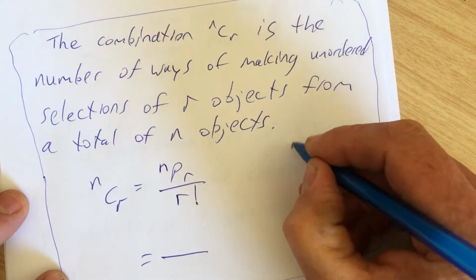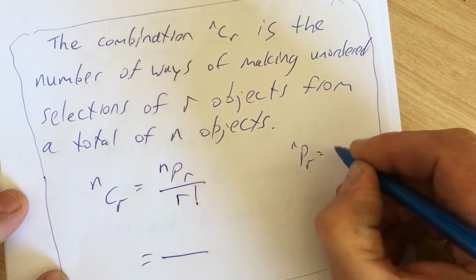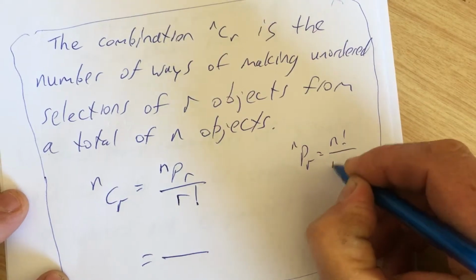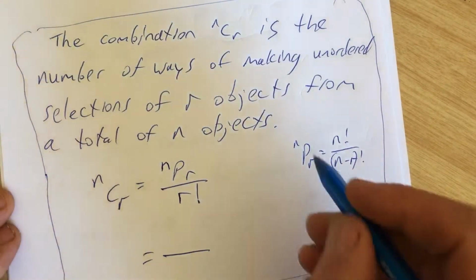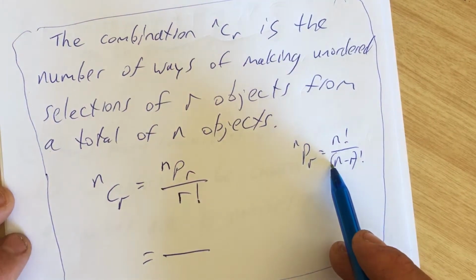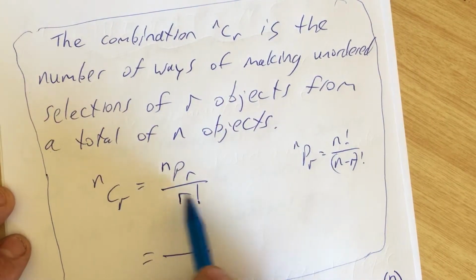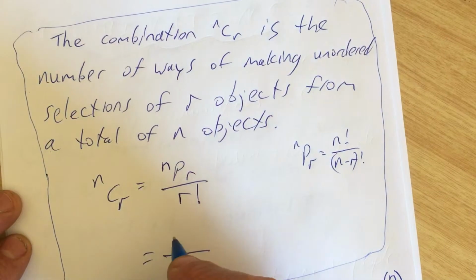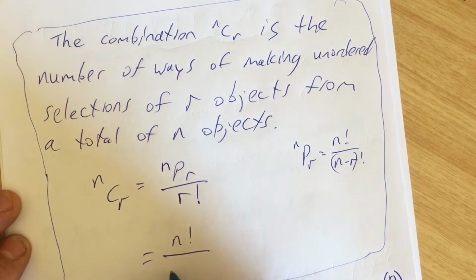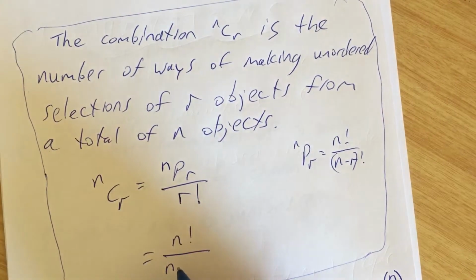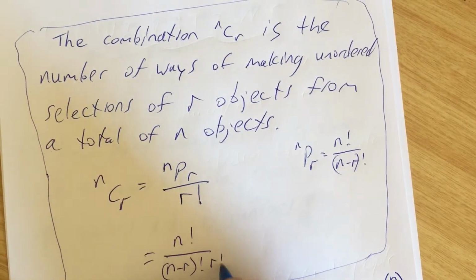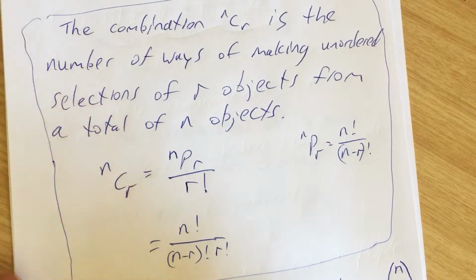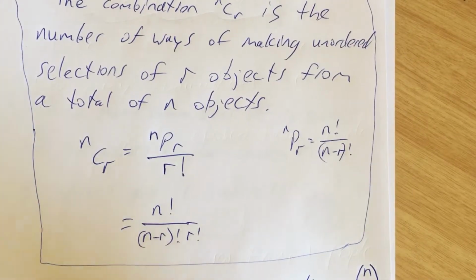Now you might remember that NPR is N factorial over N minus R factorial from yesterday and Monday. So now if I put that in here, you just end up with an R factorial on the bottom. So it actually ends up being N factorial over N minus R factorial, R factorial. So you need to know both of those things.